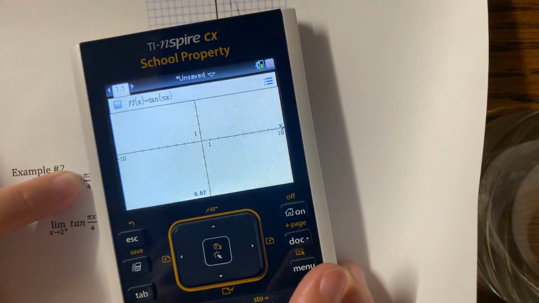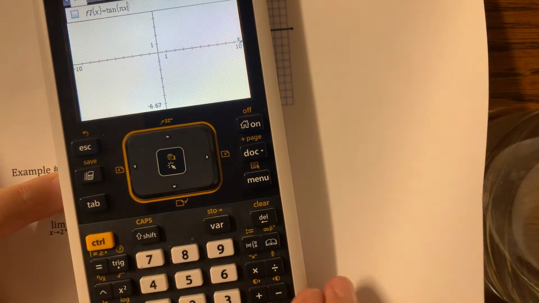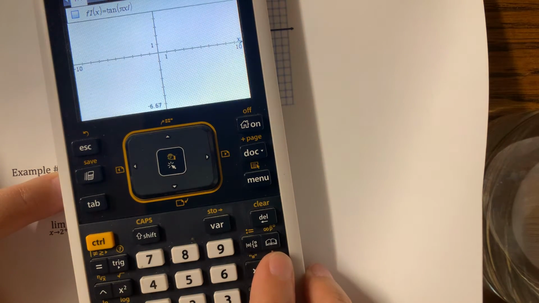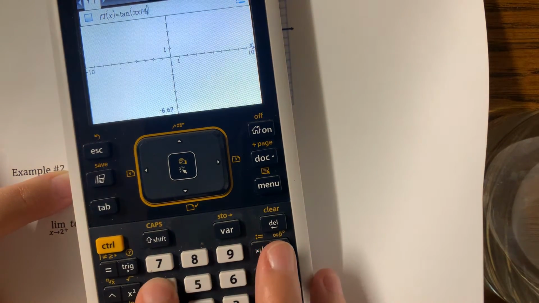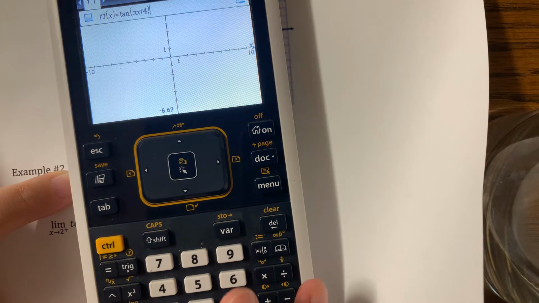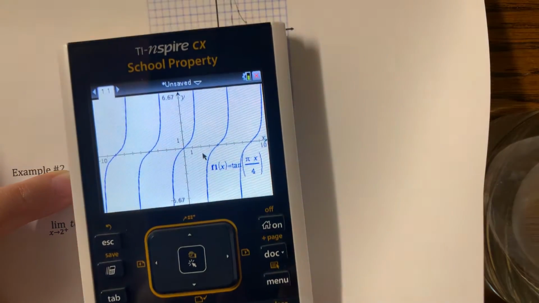So now I've got pi x, and then over, I'm just going to use my division button for over 4. Then close my parentheses up, and I'm going to hit enter. And that's going to graph it for me.